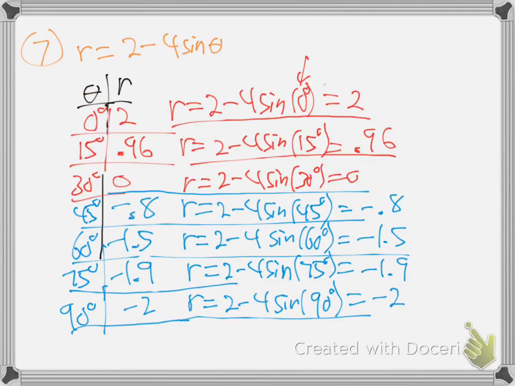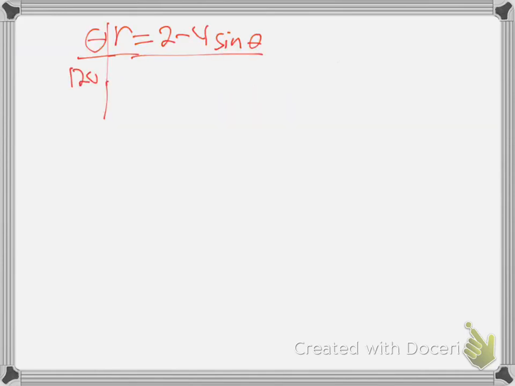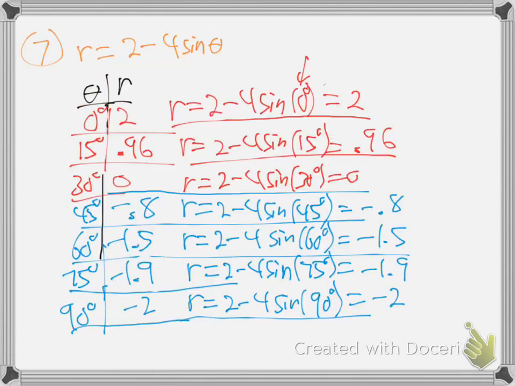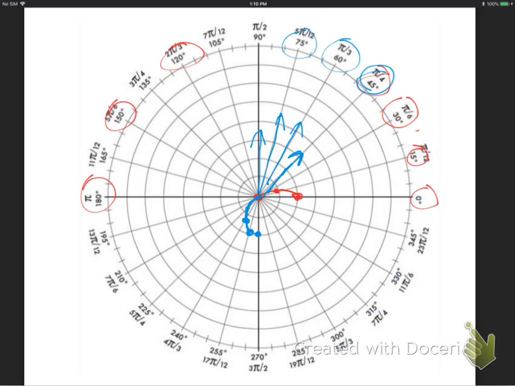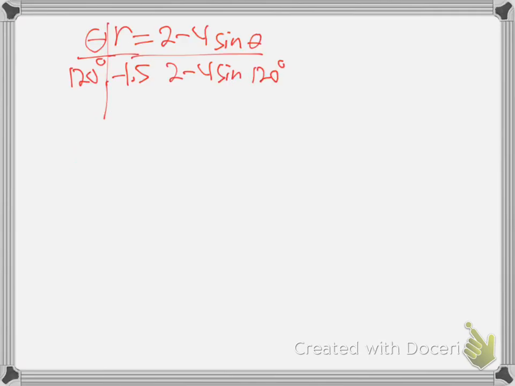And I'm going to skip to, what do I say, 120 degrees. 2 minus 4 sine 120. I'm getting negative 1.5 on that. So that means 120, negative 1.5. So if you're aimed at 120, you backfire, what did it say? Backfire 1.5. So you go backwards 1.5.